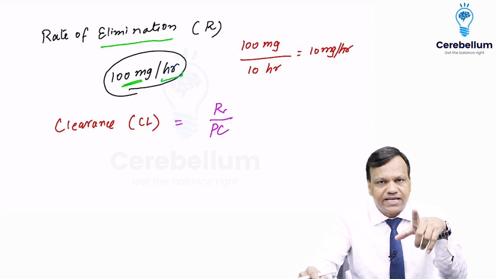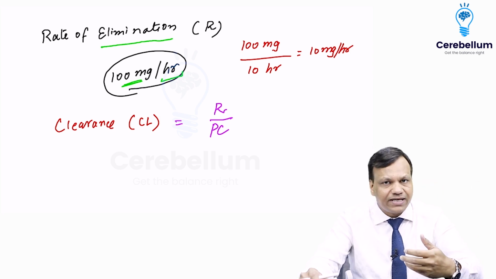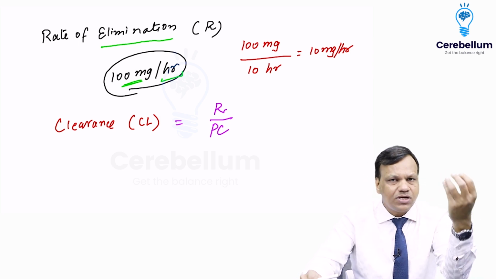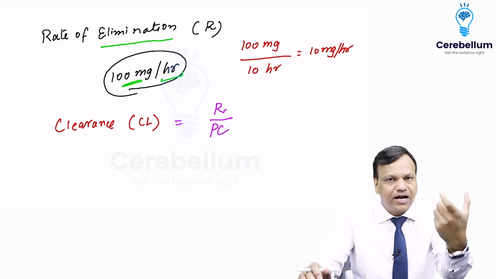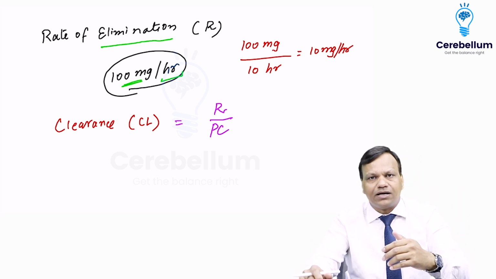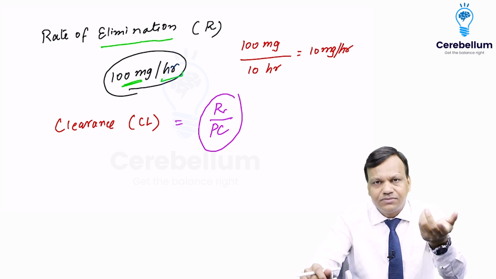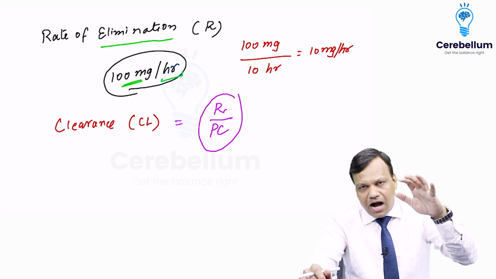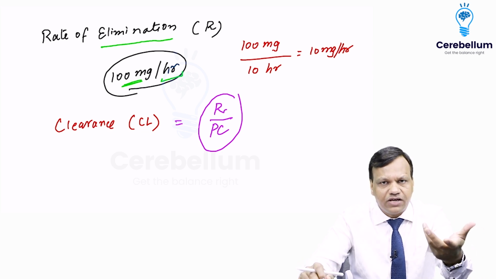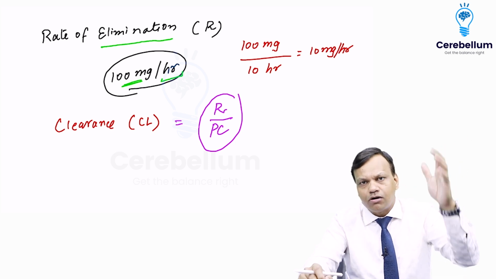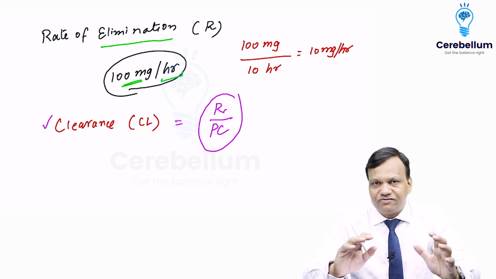Rate of elimination was telling us in how much time how much will be eliminated. But clearance tells us in how much time how much will be eliminated from how much also. Clear? So clearance will be telling that 100 milligram per hour is eliminated from 200 milligram. So this is a complete parameter. If clearance of a drug is high, then the drug will be eliminated quickly, so it will be short acting. If clearance is low, the drug's action will be prolonged. So clearance is the complete parameter, and we commonly use clearance in further discussions.